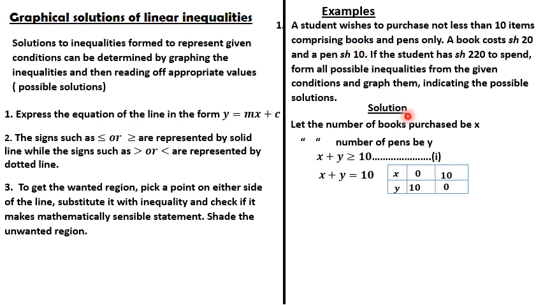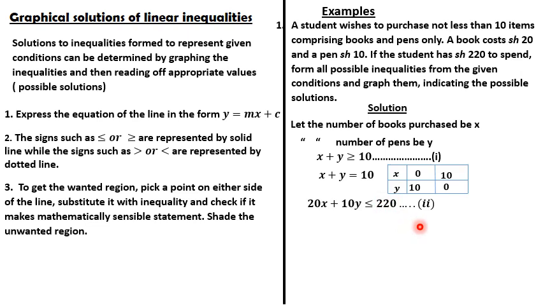Therefore the total cost for books will be 20 shillings times the number of books, which is X, plus the number of pens, Y, times the price of a pen, which is 10Y. So 20X plus 10Y should be less than or equal to 220. That is the second inequality that we can form: 20X is the total amount of money spent on books, plus 10Y, the total amount spent on pens, should be less than or equal to the total budget, which is 220.